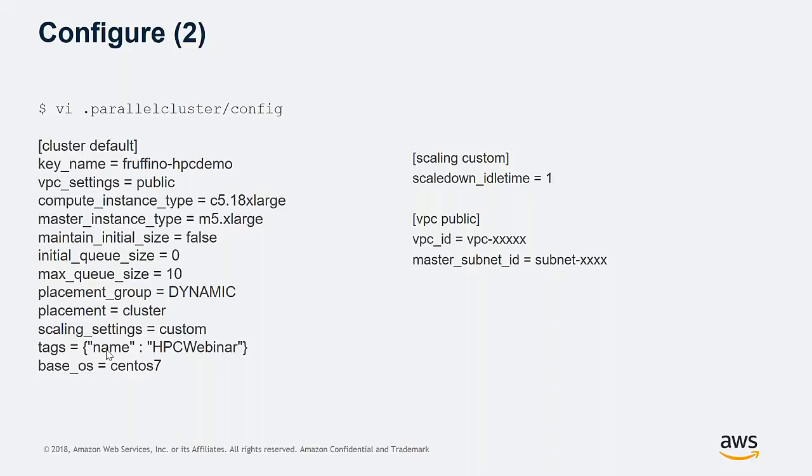And then you can also configure your scaling setting. For example, in this case, I have set the scale down idle time to 1. That means that if there is no job running on a compute node, after 1 minute, the node will be automatically terminated. If you want the node to be more persistent, you can increase this value to, I don't know, 5 minutes, 10 minutes, so it's up to you. And then, as you can see, you can also specify the operating system. The default operating system is Amazon Linux, but you can also run parallel cluster on CentOS 6 or 7 or Ubuntu.